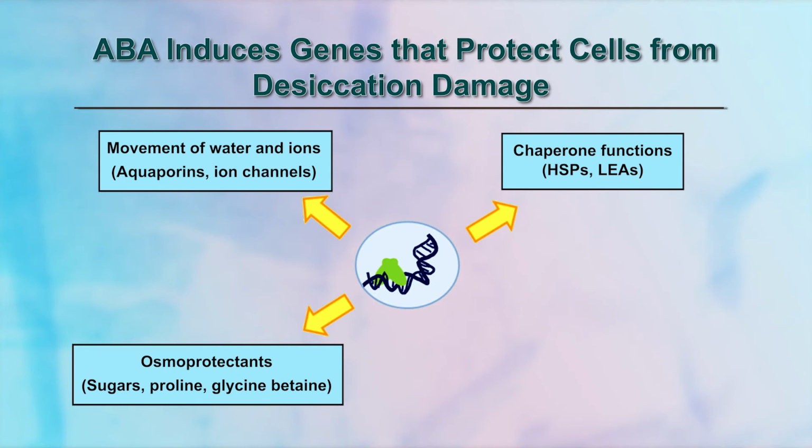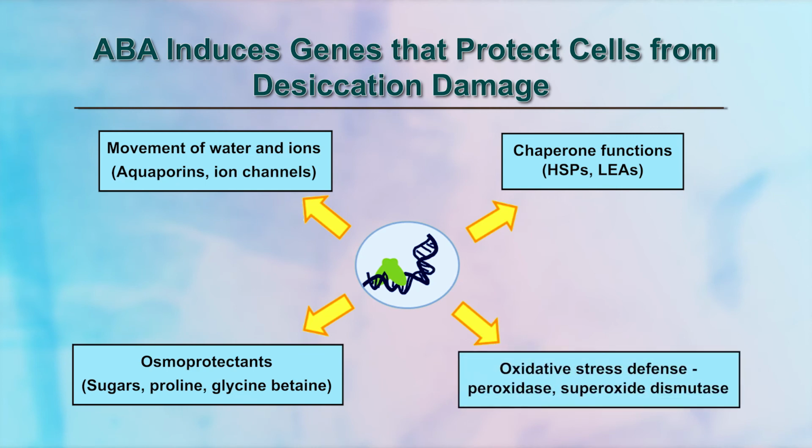Similarly, osmoprotectants are also induced. These include sugars and many amino acids. Moreover, some genes that are very important to defend the cells against oxidative stress are also induced. These include peroxidase and superoxide dismutase.